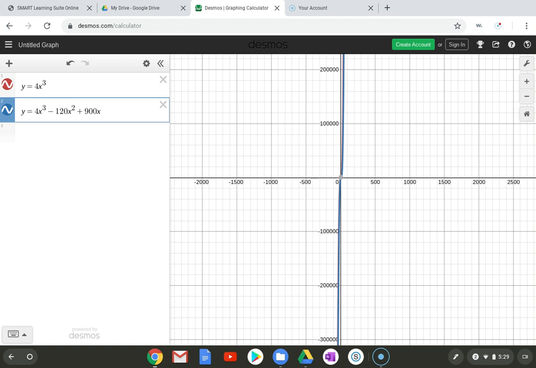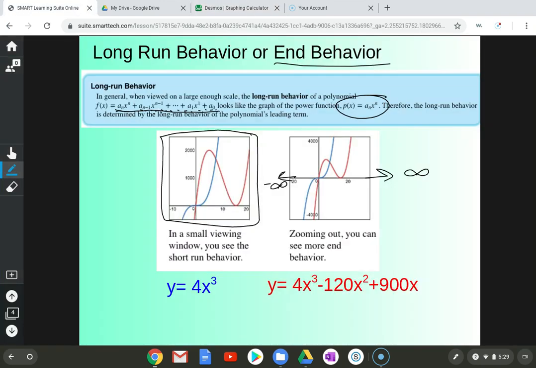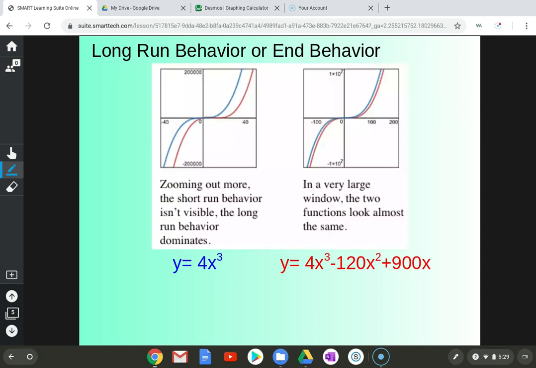So the main thing to remember is that as you zoom out, it doesn't matter all the other stuff that's in the equation. What really matters is the leading terms. Those leading terms kind of drive the graph. So this 4x cubed and this whole big equation end up looking very similar when you zoom out and you just start looking at the ends. Okay, and this is just a recap so that it's in the slides. If you zoom out, eventually they're just going to lay right on top of each other.